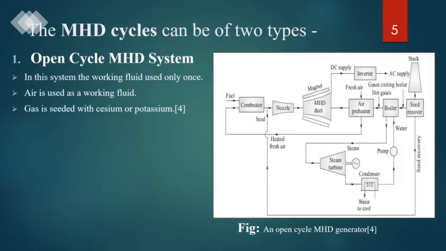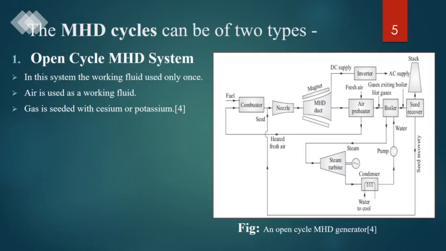There are two types of working principle. One is the open cycle magnetohydrodynamic system, and the other is the closed cycle magnetohydrodynamic system. In the open system, the working fluid is used once, while in the closed system the working fluid is circulated regularly.